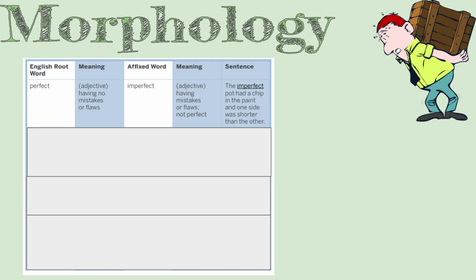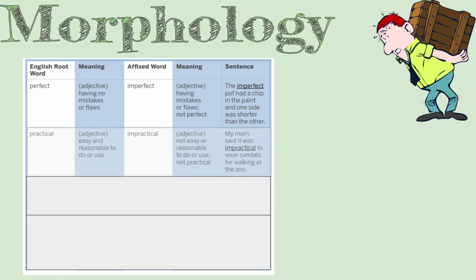So our first word is perfect, which is an adjective meaning having no mistakes or flaws. The affixed word is imperfect. It remains an adjective, but this time it says having mistakes or flaws, not perfect. So it's the opposite. The sentence is, the imperfect pot had a chip in the paint and one side was shorter than the other. So it's saying that it is not perfect.